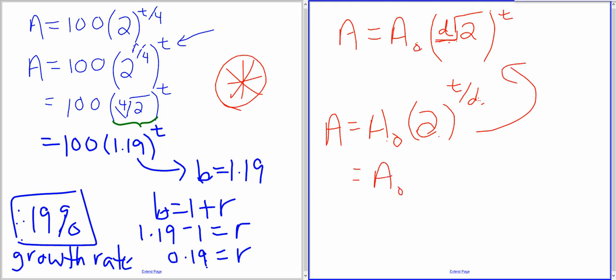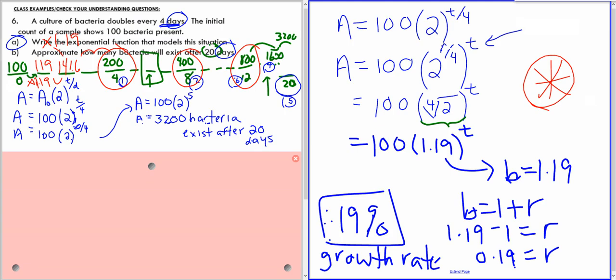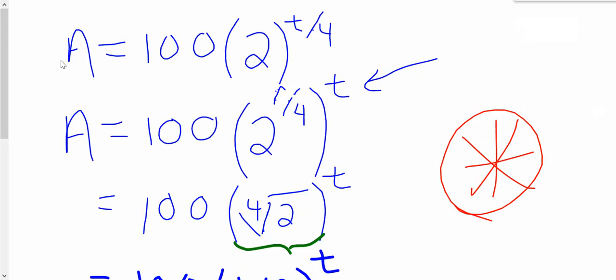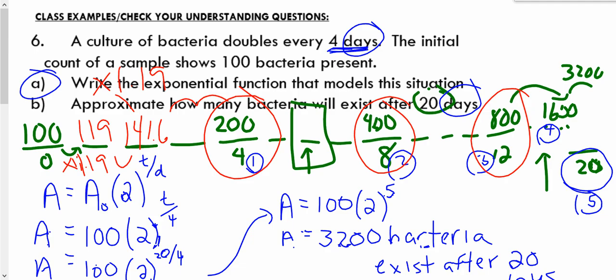into A naught times 2 to the 1 over D, all to the T. Okay, I hope you see that. I don't recommend doing that. I don't do it that way. I just use my doubling time formula and I work with that. All right. So I'm going to just jump back here for a second.